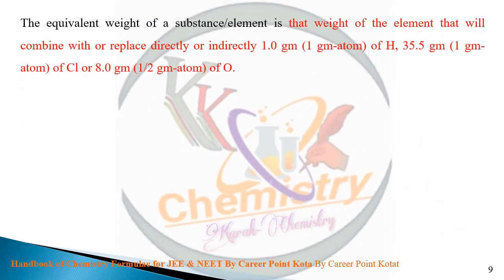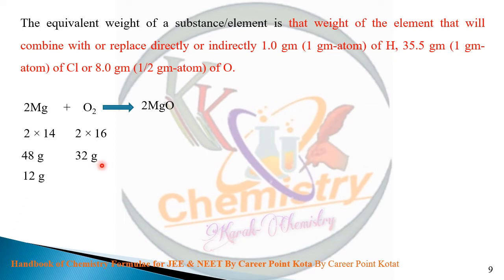Now, the equivalent weight of a substance or element is that weight of the element that will combine with or replace, directly or indirectly, 1 gram of hydrogen, 35.5 gram of chlorine and 8 gram of oxygen. How? Suppose we have magnesium. This magnesium will react with oxygen and give us magnesium oxide. So here the mass of 2 magnesium is 48 and that of oxygen is 32.